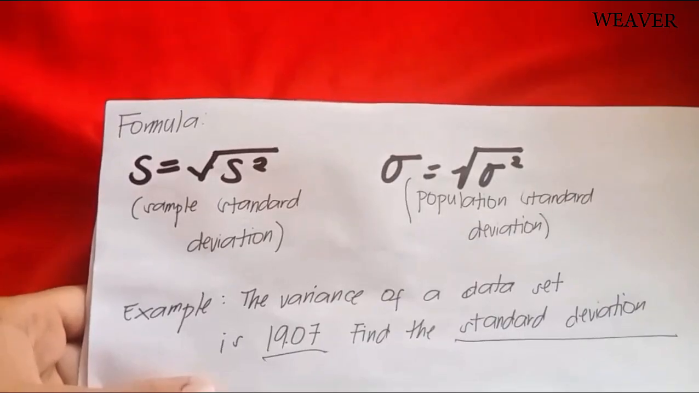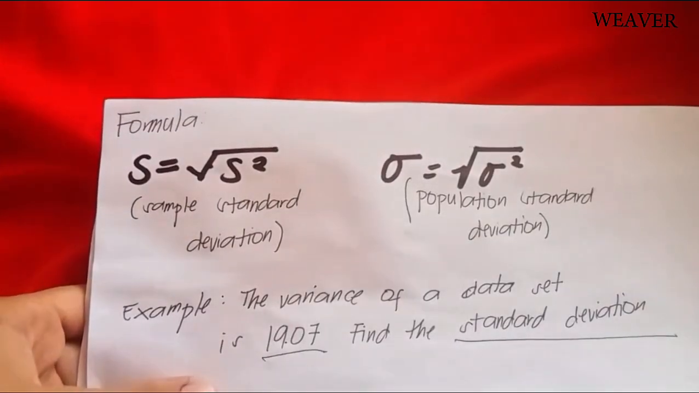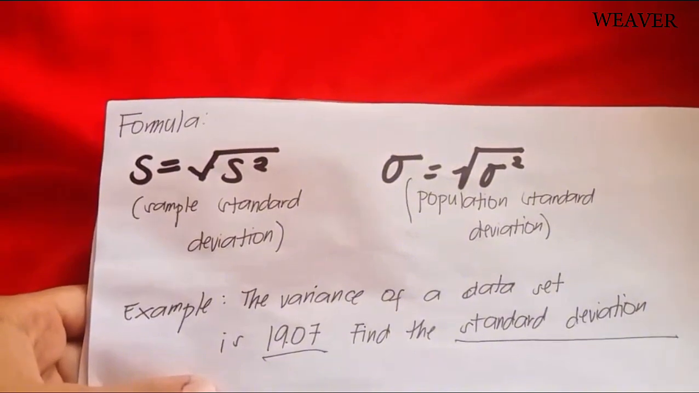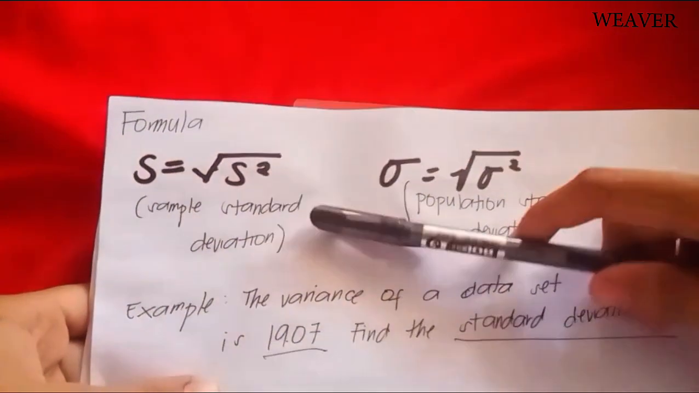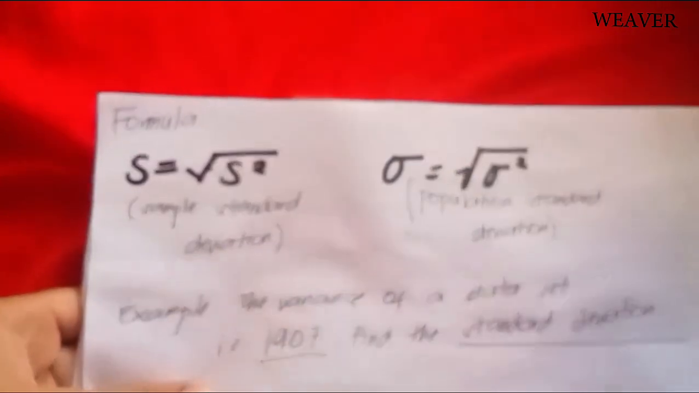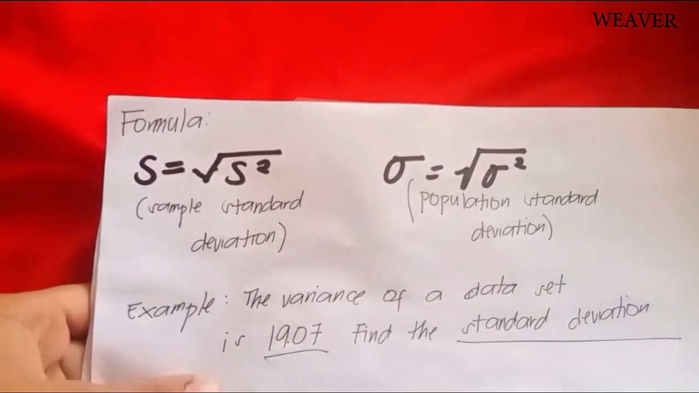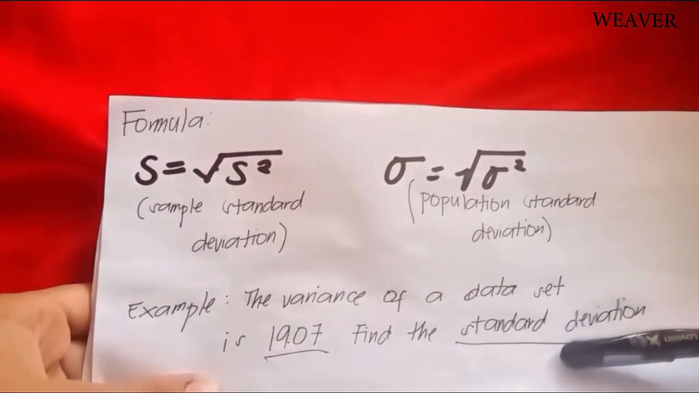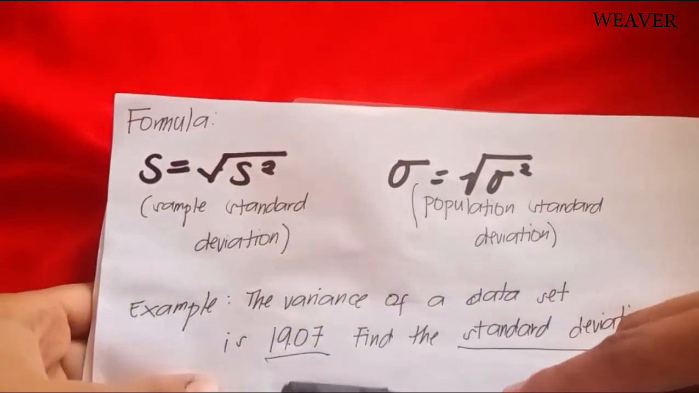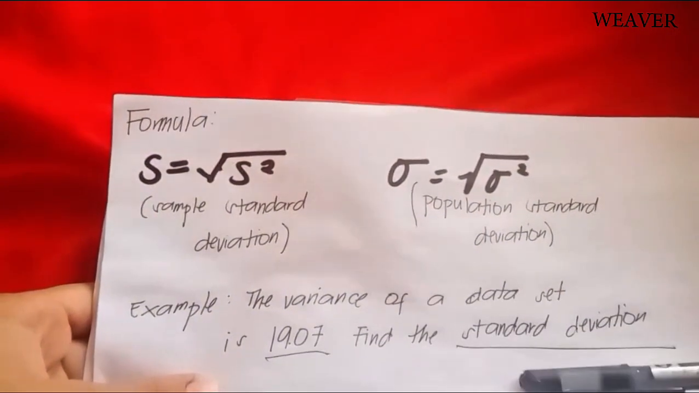To solve for the standard deviation of a set of data, we just have to find the square root of the variance. We have two formulas. This is the formula for the sample standard deviation, and this is the formula for population standard deviation. For example, the variance of a data set is 19.07. We have to find the standard deviation.